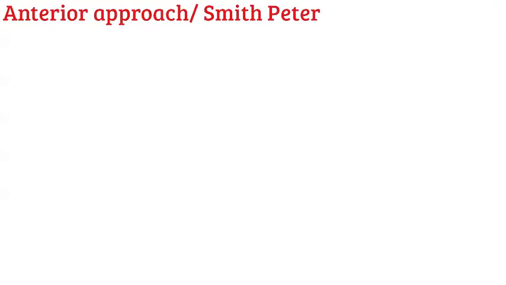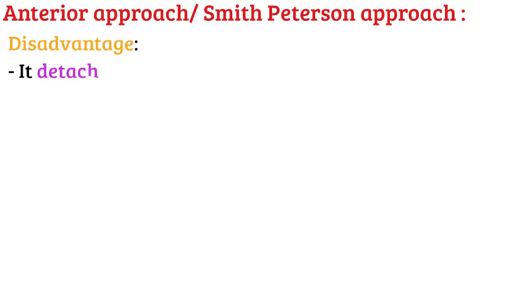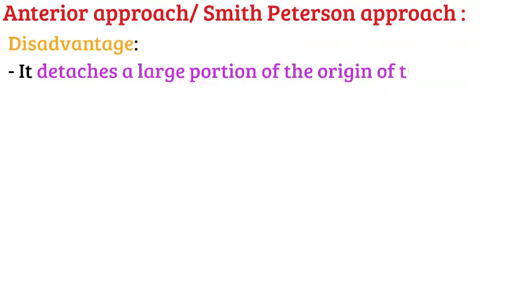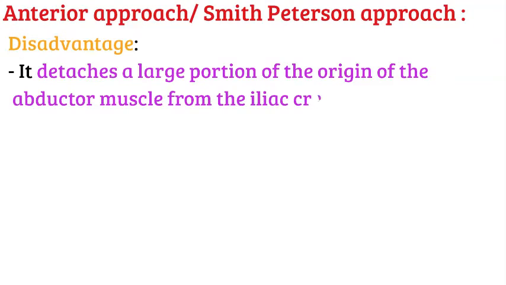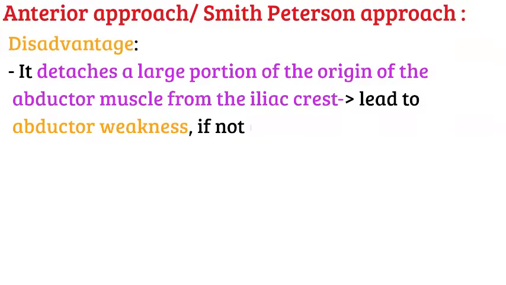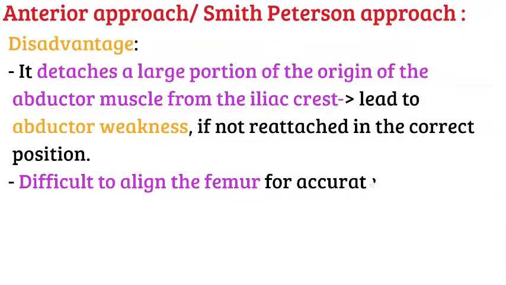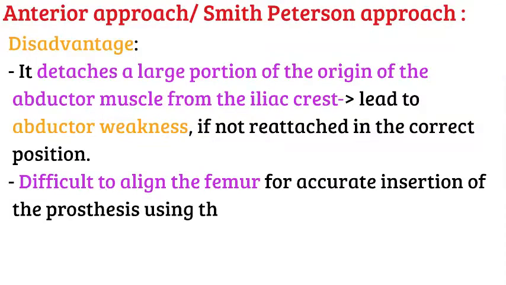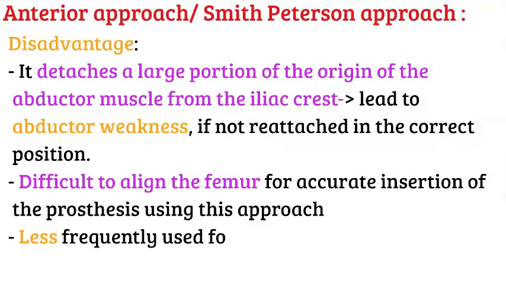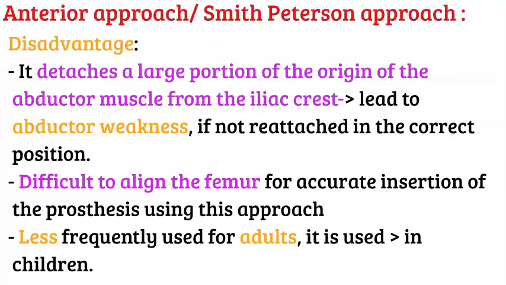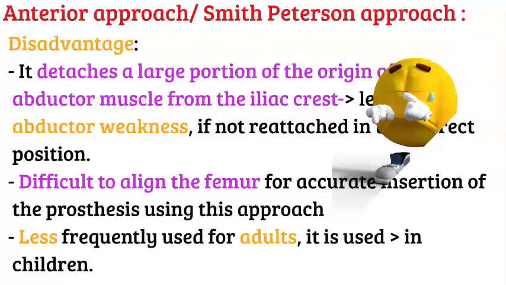We are going to start with the anterior approach, or Smith-Petersen approach. The disadvantage is that it detaches a large portion of the origin of the abductor muscles from the iliac crest, which can lead to abductor weakness if not reattached in the correct position. It can also be difficult to align the femur for accurate insertion of the prosthesis using this approach. It is less frequently used for adults. It is used fairly frequently in children.